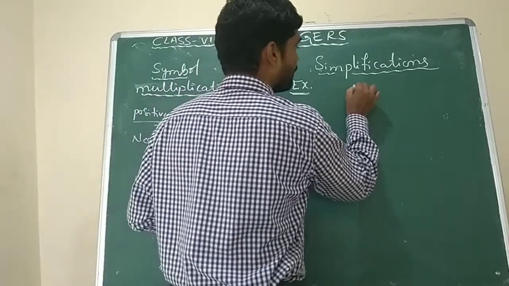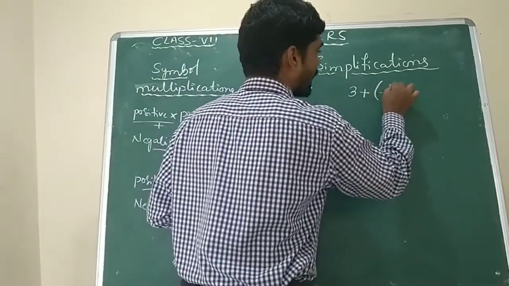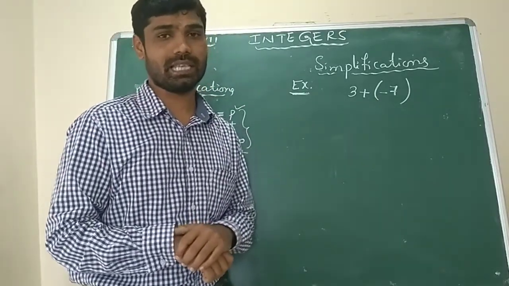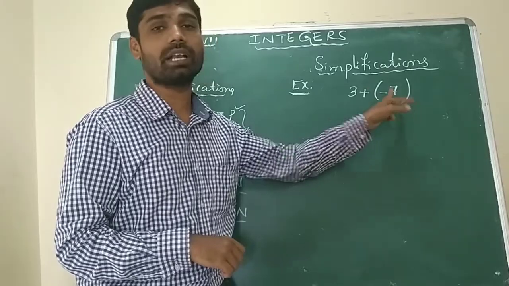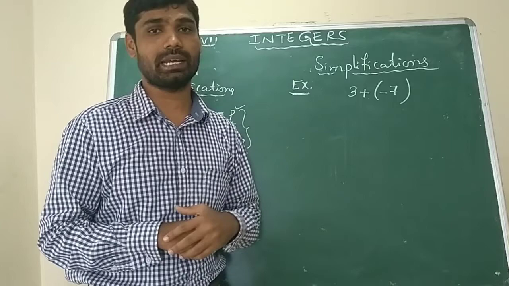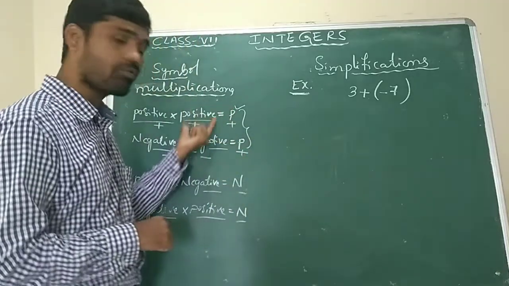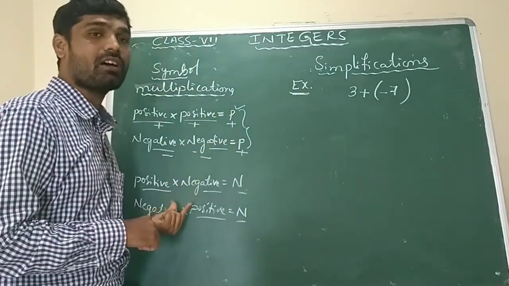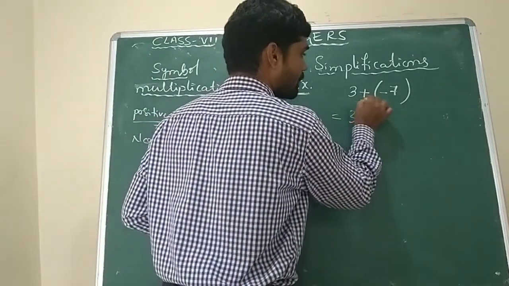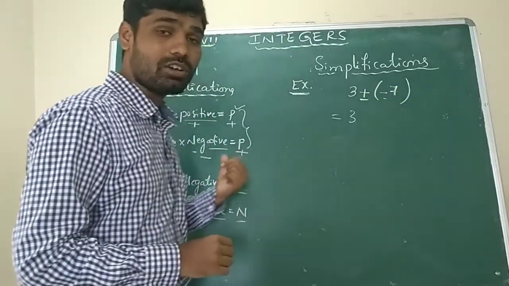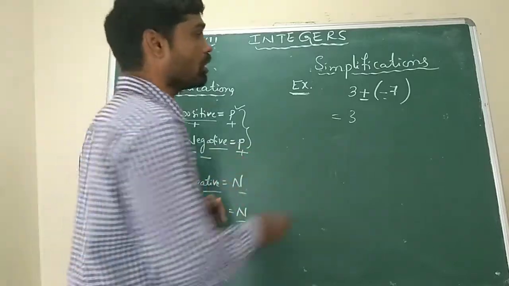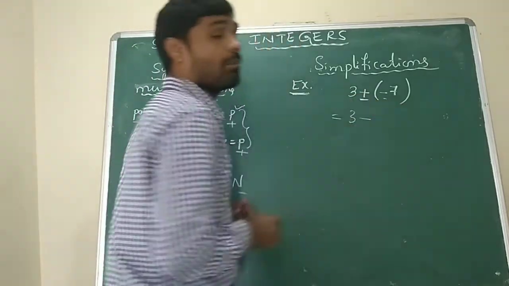For example, 3 plus of minus 7. Here one positive integer and one negative integer. Before we simplify, first let us remove the brackets. To remove the brackets, we have to follow the simplification of integers procedure. 3 as is, here plus, here minus. Just now we discussed that one positive and one negative gives a negative answer. So plus into minus is minus.